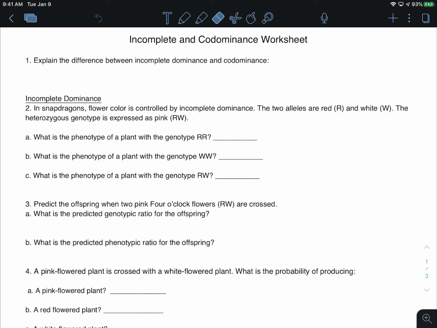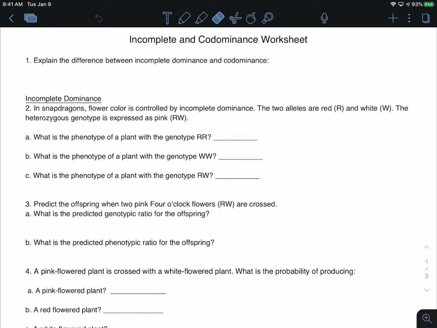Okay. So with this worksheet, we're talking about incomplete and codominance. So we're going to do a couple of questions on that. And then I have a couple other worksheets that will talk about epistasis as well and kind of review the dihybrid process a little bit.